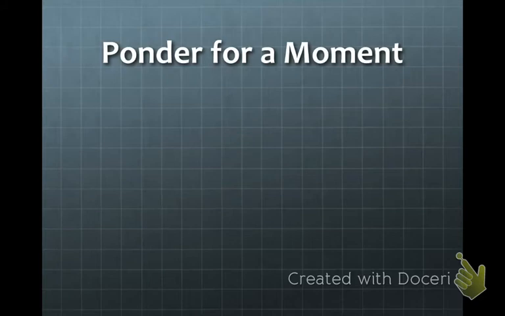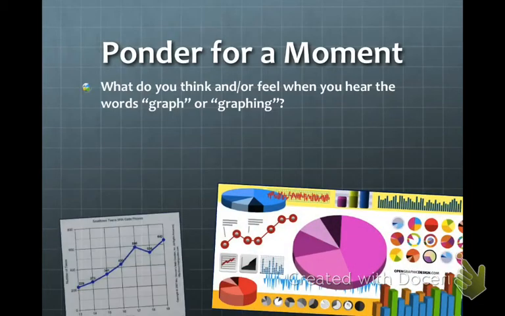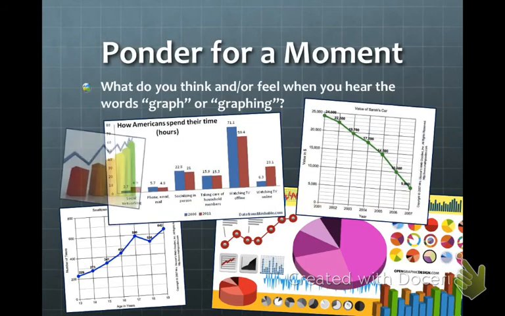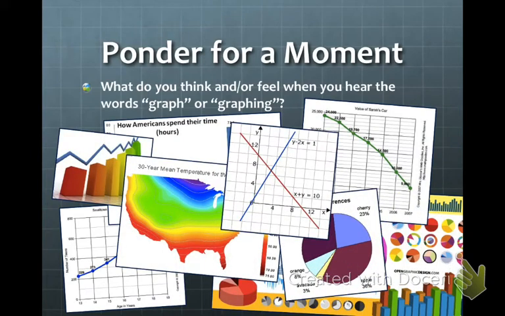Alright, so I want you to just ponder for a minute. What words do you think or feel when you hear the words graph or graphing? So I'm going to put a few up here. Graphs can be a lot of different kinds of things. So we can have all of these different kinds of graphs: circle graphs, bar graphs, line graphs. We can talk about temperature, we can have pie charts, we can have regular graphs that we use in algebra class, like this one in the middle. So graphs are just a way of relaying information.